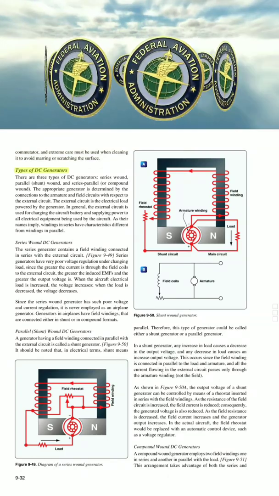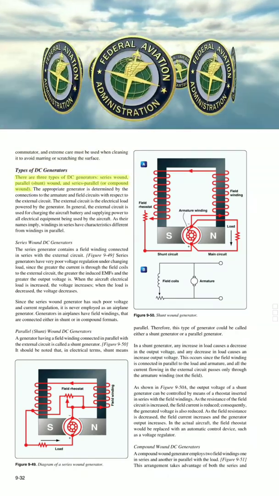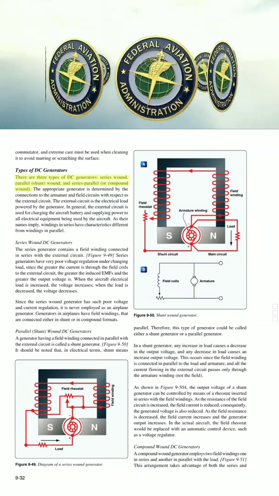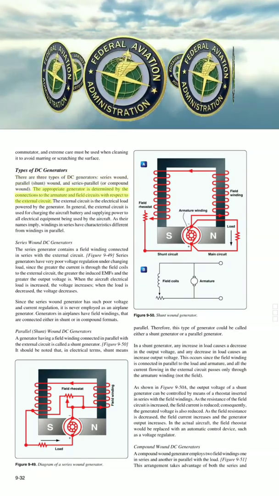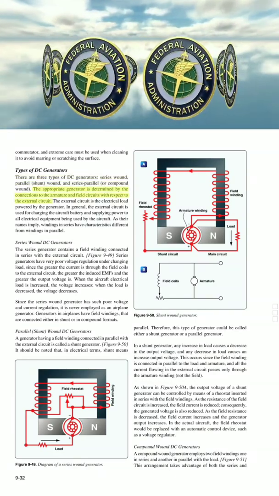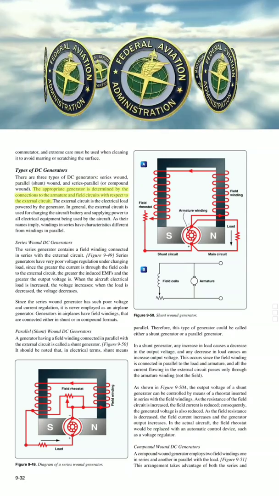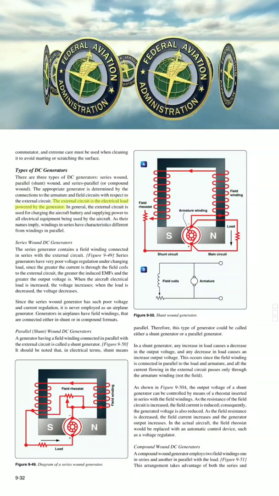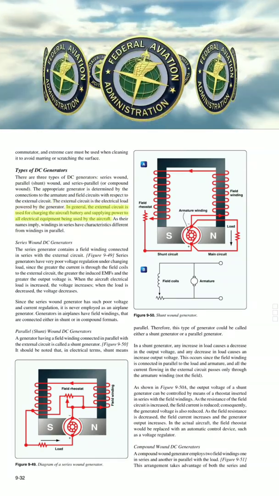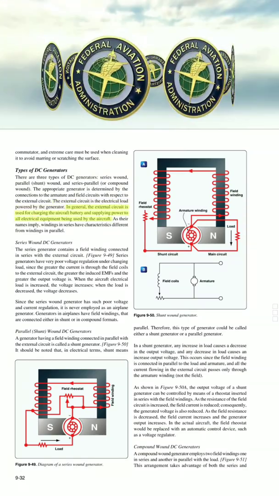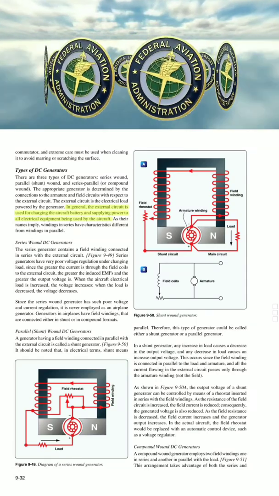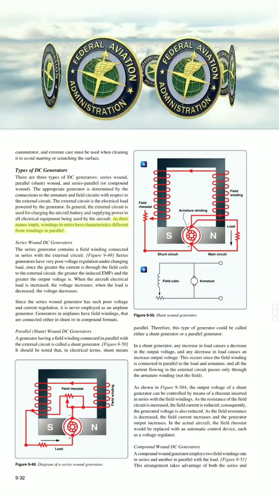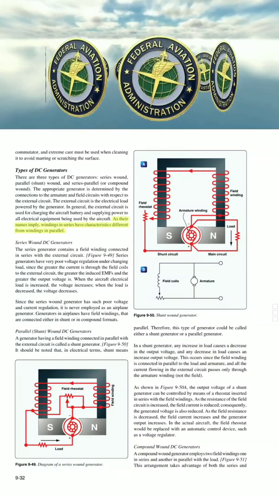Types of DC generators. There are 3 types of DC generators: series wound, parallel (shunt) wound, and series-parallel, or compound wound. The appropriate generator is determined by the connections to the armature and field circuits with respect to the external circuit. The external circuit is the electrical load powered by the generator. In general, the external circuit is used for charging the aircraft battery and supplying power to all electrical equipment being used by the aircraft. As their names imply, windings in series have characteristics different from windings in parallel.